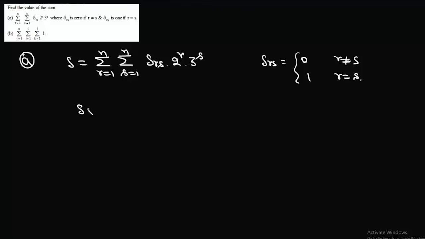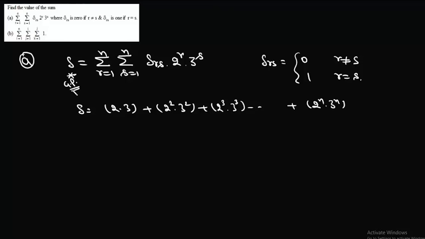So we'll only have non-zero terms when r equals s. So that means this sum s, when r is 1 and s is 1, it will be 2 into 3. When r is 2, s is 2, there will be 2 square into 3 square, then 2 cube into 3 cube, and continue up to 2 to the power n into 3 to the power n. It is nothing but just another way of writing a GP. So this is another notation in which we can write a GP. So this s is nothing but a GP, which is 6, 6 square, 6 cube up to 6 to the power n, which is a r to the power n minus 1 upon r minus 1, and that is the answer to this question.